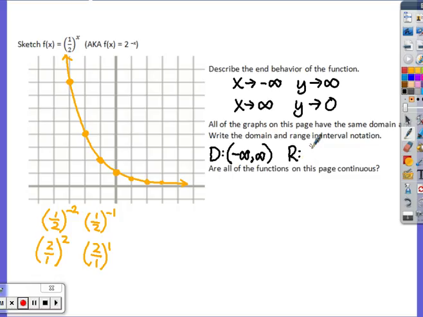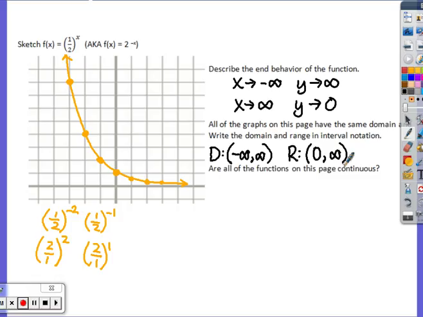Still greater than 0, even if it's a fraction base. Yeah? Do you know what it means when it says all functions on this page are continuous? Is that true or false? Do you know what that means?